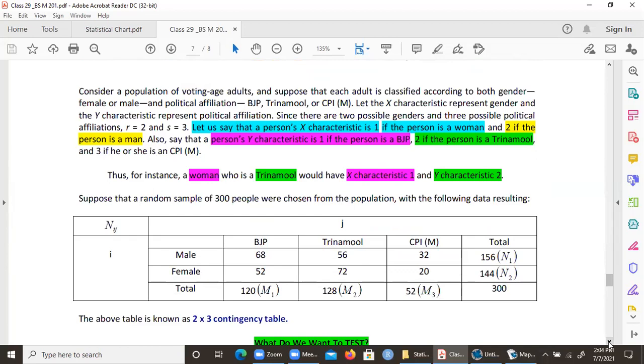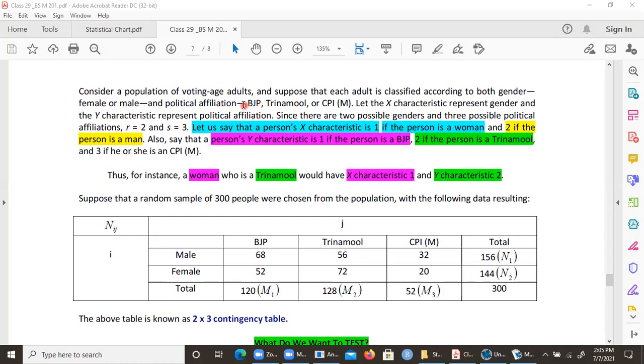Consider a population. This is my example. Consider a population of voting age adults, and suppose that each adult is classified according to both gender, female or male, and their political affiliation towards some political party. I have selected the problem from a book where the names of the parties were written as Democratic, Republican, and Independence, but I have changed the names just to get a feel of the fact that we are not in America, we are in India, so we have to consider the names of the parties we are familiar with.